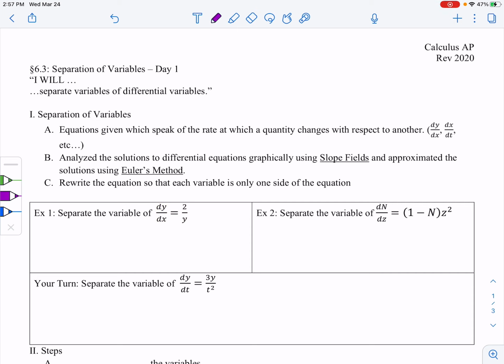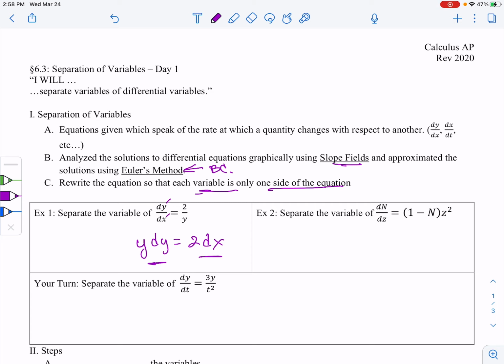Okay, so for differential equations, we use slope fields or Euler's method, that's BC, remember. And you rewrite your equation so there's one variable on each side of the equation. So you can treat dy and dx as separate variables. I'm going to multiply both sides by y, and I'm going to multiply both sides by dx. So I have y's on this side and x's on that side.